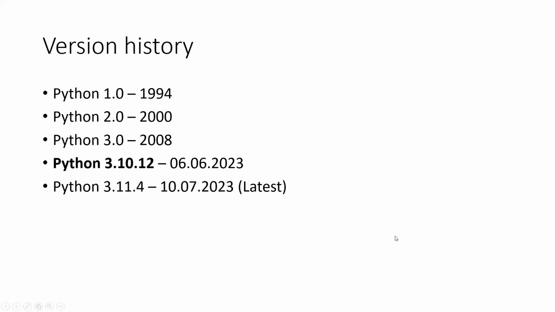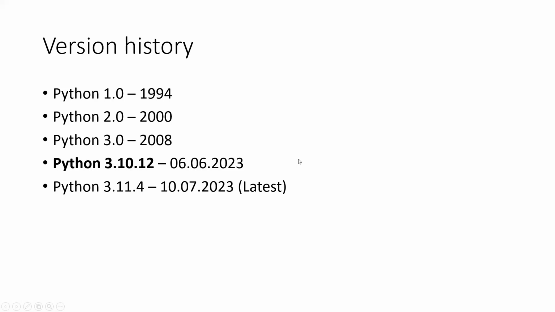That's the reason. And about the version history, as I said, Python 1.0 was released in 1994, 2.0 in 2000, and 3.0 in 2008. 3.10.12 was released on 6th of June 2023, and as of 10th of July 2023, 3.11.4 is what has been released. And right now we can see that 3.10.12 is what we are going to use in our training program.